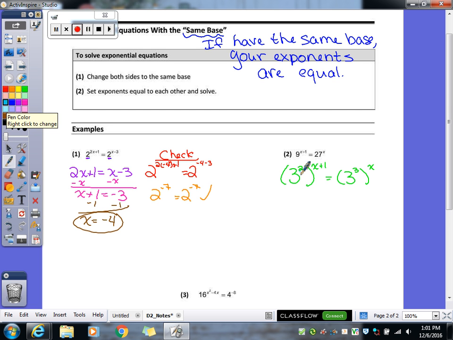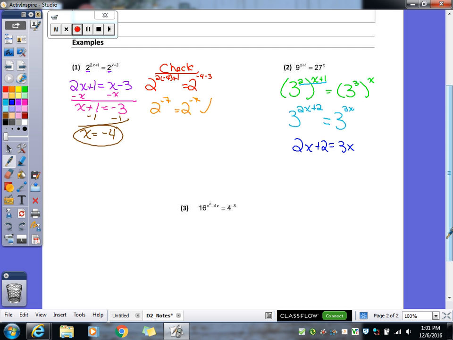So now we have a power to a power, so I need to multiply those. So I get 3 to the 2x plus 2 equals 3 to the 3x. Now we have the same base, so now our exponents are equal to each other. So 2x plus 2 equals 3x. You can set those equal now. So subtract my 2x, and we get 2 equals our x. Again, if you wanted to check it, you just put those back up in your exponent spots and check your answers.